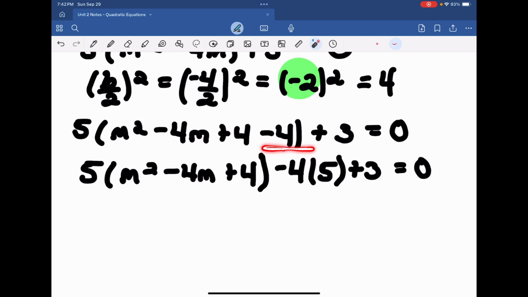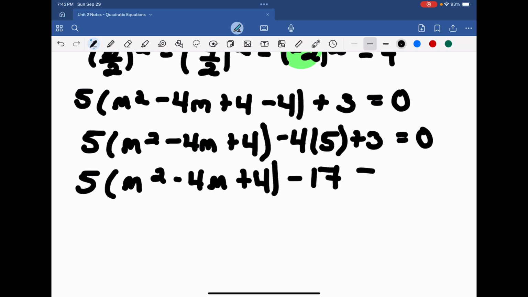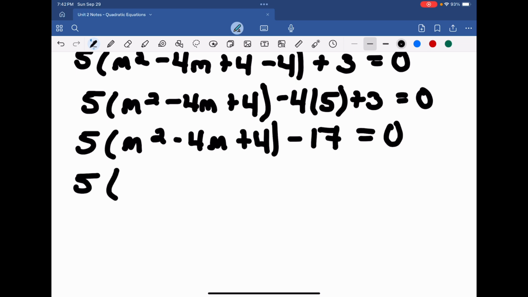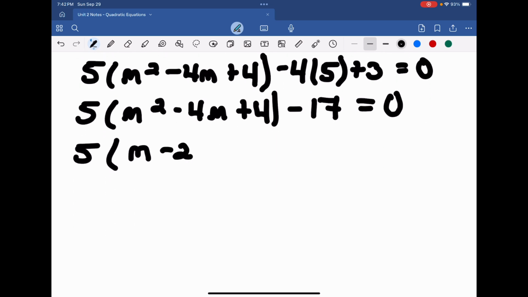Because again, if I want to remove that negative 4 out, I must multiply it by the coefficient here so that it can be separated from the brackets. Now this is going to give us 5m squared minus 4m plus 4, bracket, negative 20 plus 3. This is going to be equal to negative 17, which is equal to 0. Now what I want to do is convert this from a trinomial to its factored form. It's a perfect square trinomial. It's going to be m, we go up to our highlighted term, negative 2 all squared. Negative 17 is on the outside, which is equal to 0.